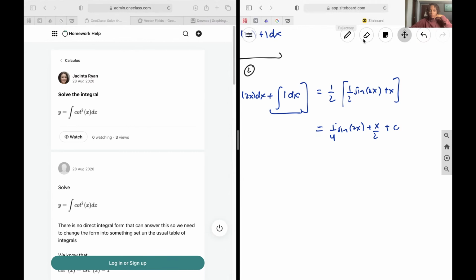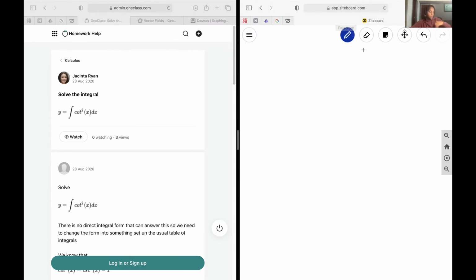Okay, next up, we want to integrate cotangent squared. So let's go about doing that. We're going to use the same methodology as last time, because again, we want to get rid of the squared.